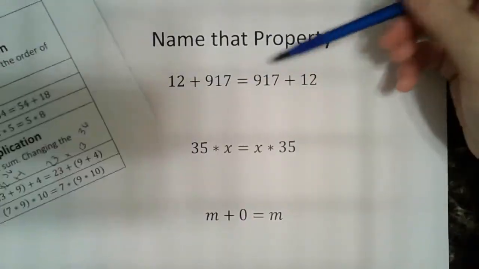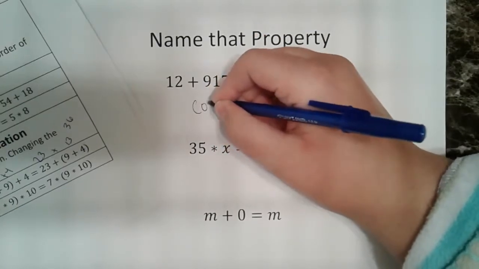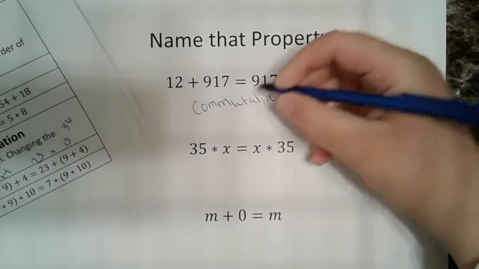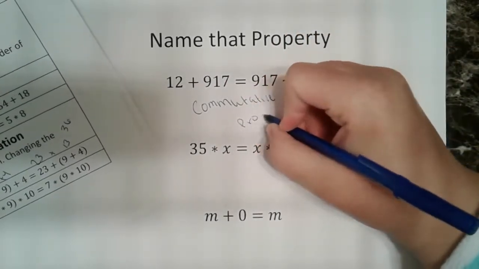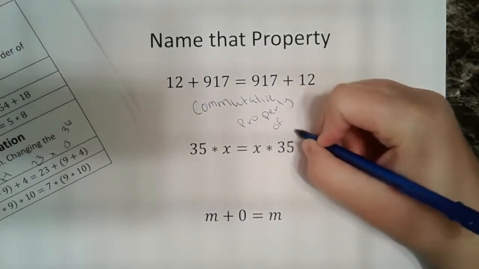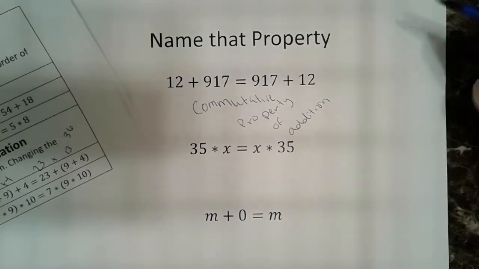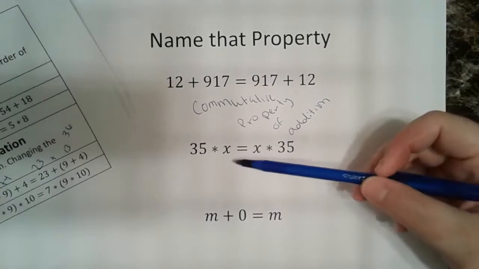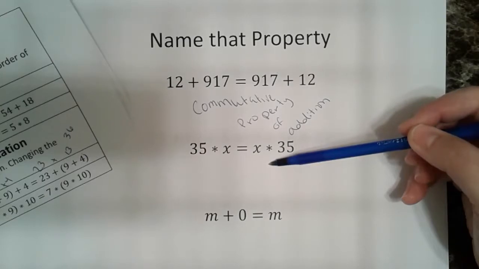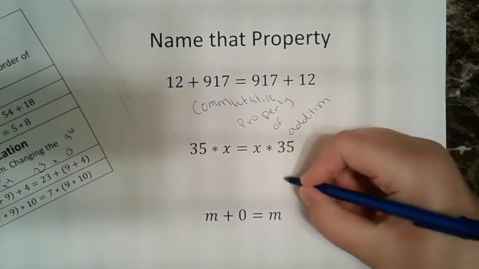Okay, cool. So these guys flipped, right? They switched places. So this would be the commutative property. Okay, that's cool. Commutative property. But don't forget, you're going to tell me what operation this is. So it's the commutative property of addition. Awesome. All right, so now if I look at this one, well, the same thing is happening, right? They flipped spots. So what property is that? Good, it's the commutative property of multiplication.